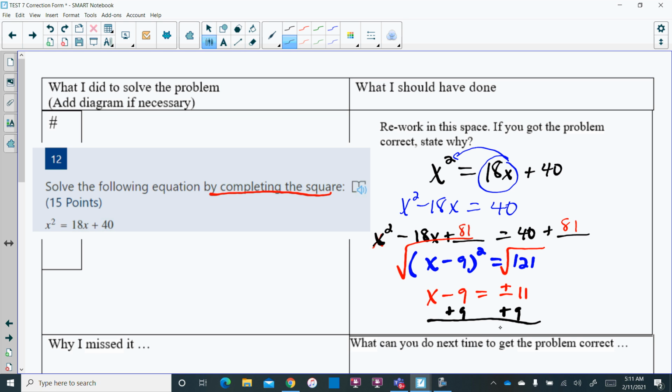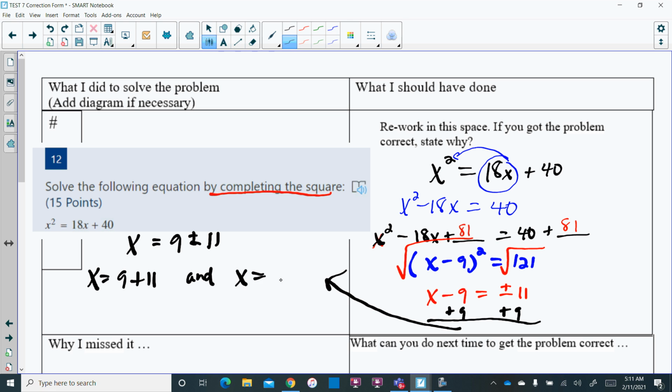So we would have, I'm running out of room here. I'm going to go over here to this side. We're going to have x equals 9 plus or minus 11. So that means x equals 9 plus 11 and x equals 9 minus 11. So here our x equals 20, and here our x equals -2.